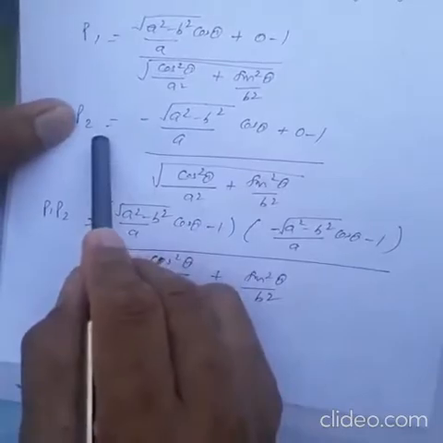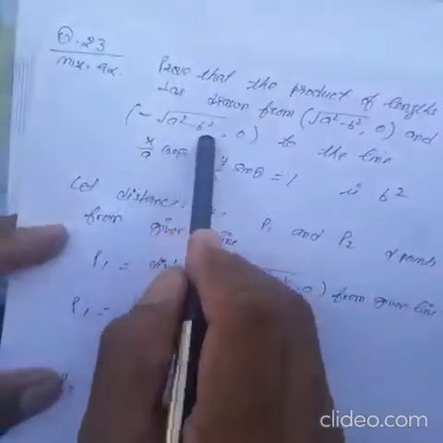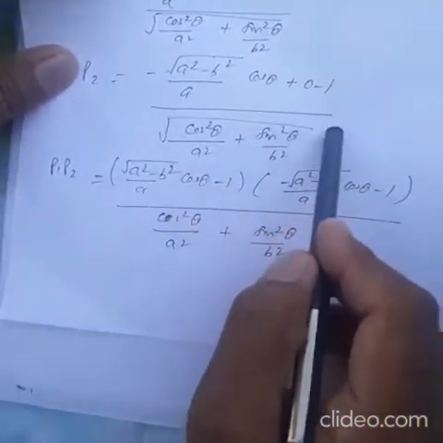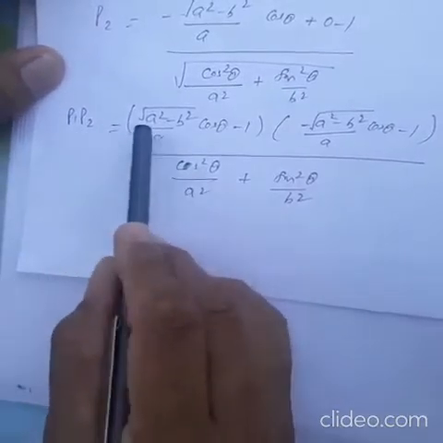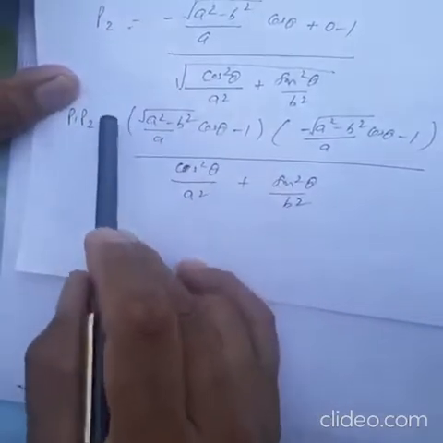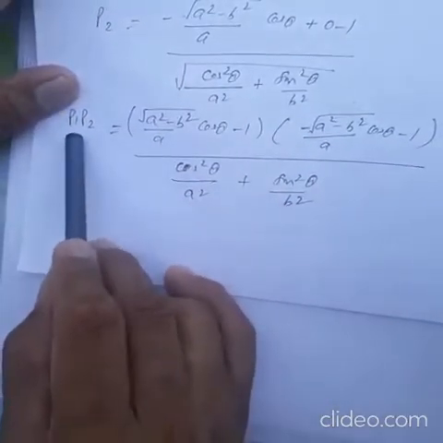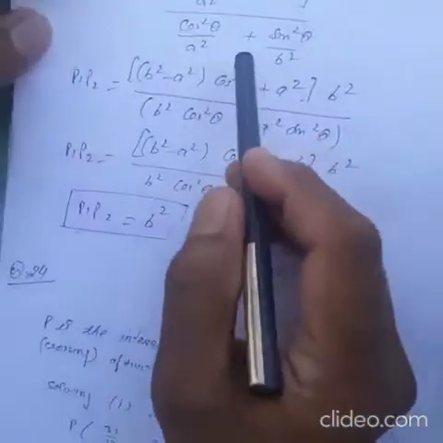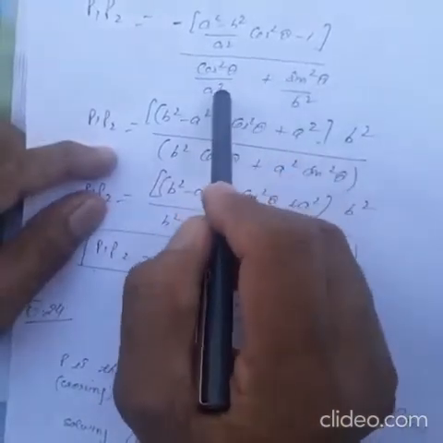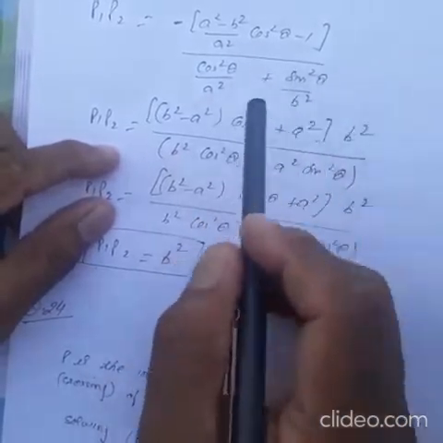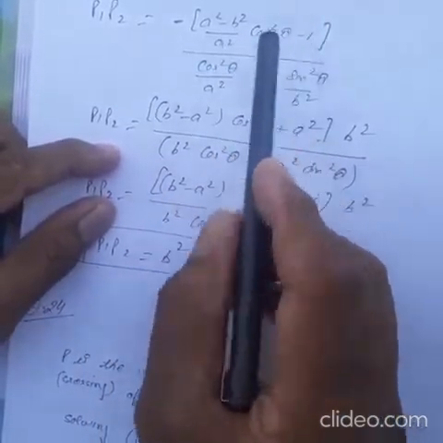Now P2 is the distance of the second point from this line. Using the same formula, this is P2. We want to find the product of their distances, so we are calculating P1 into P2. You multiply them, put the values and simplify. So you will have P1 and P2, and this is the denominator. The square root will be cancelled because both terms are the same. So squaring both sides, this is cos square theta after combining the terms.